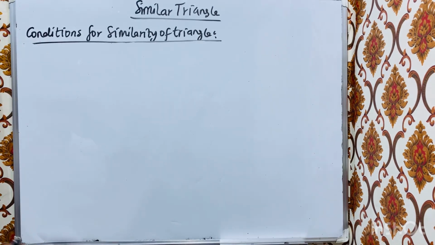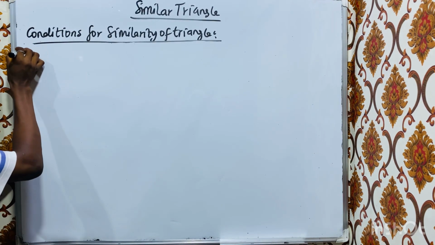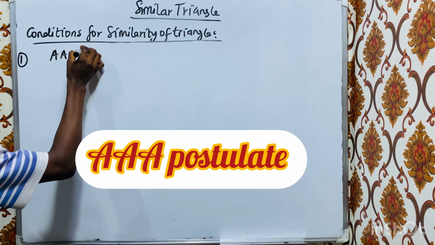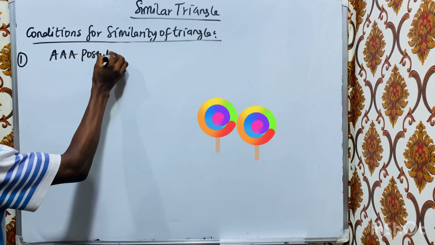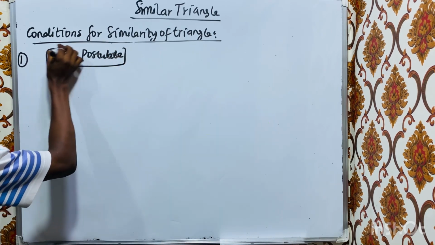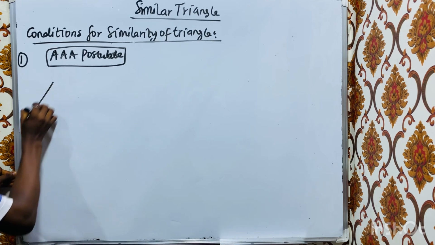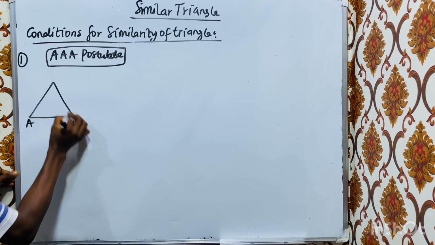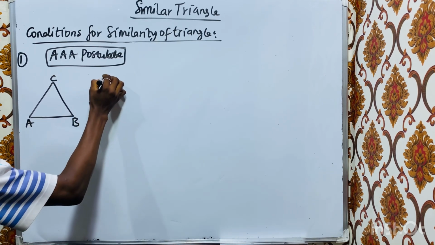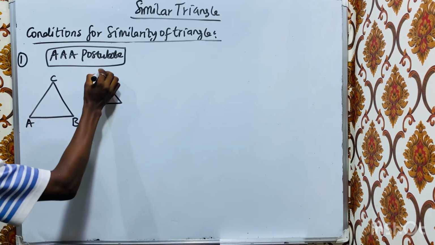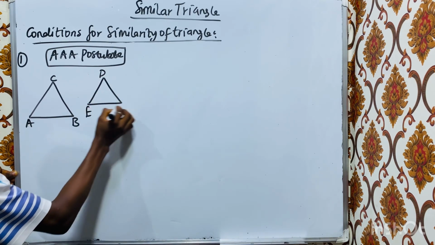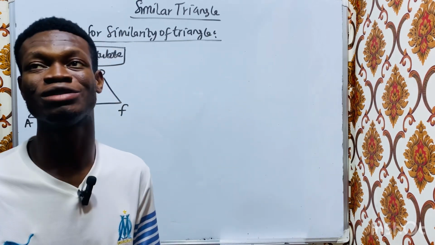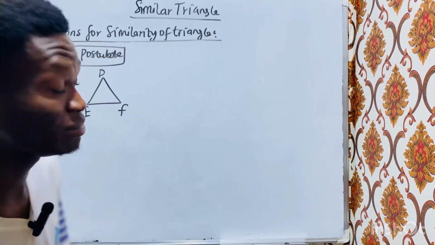You get? So now the number one condition is what we call the AAA postulate. So if you have a triangle like this and call it A, B, C, and have another triangle like this and call it D, E, F. Now, what is this postulate? Postulate simply means something that is true, but it is not proven. As simple as that.